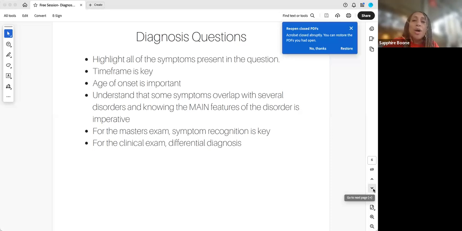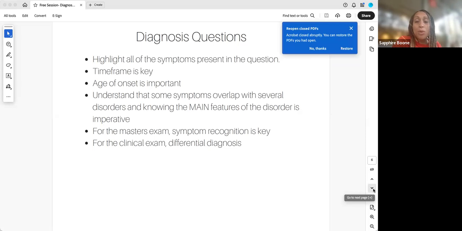Diagnosis questions. You want to highlight all of the symptoms present in the question. Your onset, right? Age of onset. Sometimes that one is not as important, but the age of the client may be important because there are some disorders that are more common in children, and some disorders that typically cannot be diagnosed in children. And then the time frame is probably the most important. Time frame could typically make or break which disorder it actually fits in terms of the criteria.